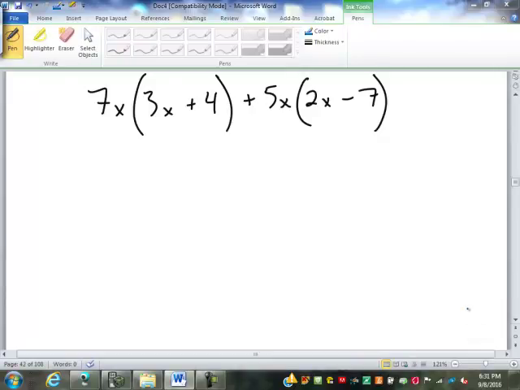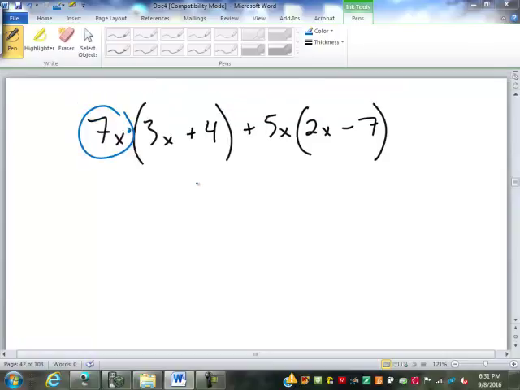Everybody in here. So let's go ahead and take a look at this. What's the first thing we have to do? Okay, yeah, there's nothing to do inside either parentheses. So the first one is multiplied by the 7x. So what's our first step? 7x times 3x is 21x squared. Good. What's next?